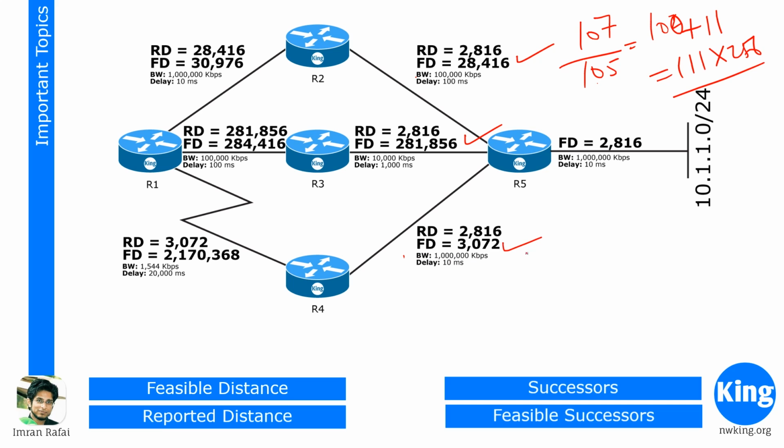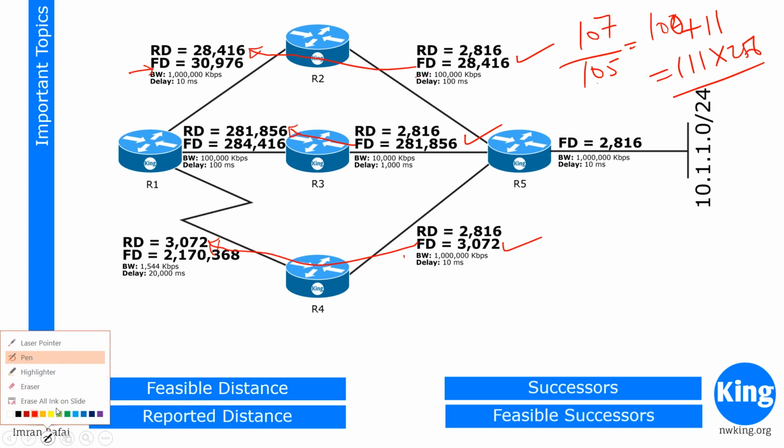So it gets a feasible distance of 3072. Now this 3072 goes to the next device as the reported distance. This will go as the reported distance, and this would go as the reported distance. Again, it would use the formula. So now when it comes here, this bandwidth is gigabit Ethernet again, but the reporting bandwidth is 100,000, which is lesser. So it's using the formula.